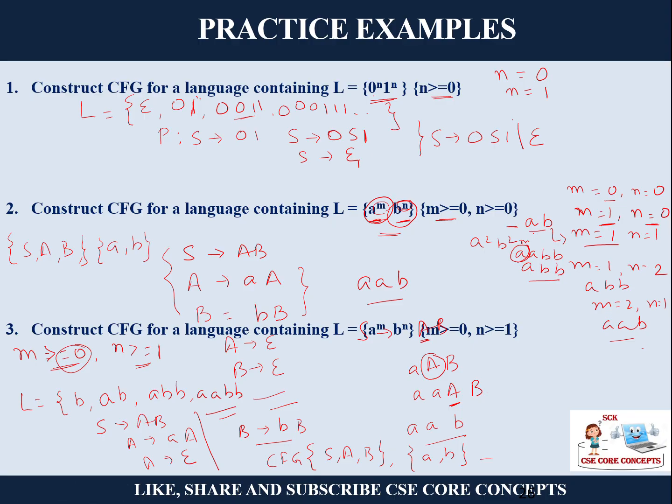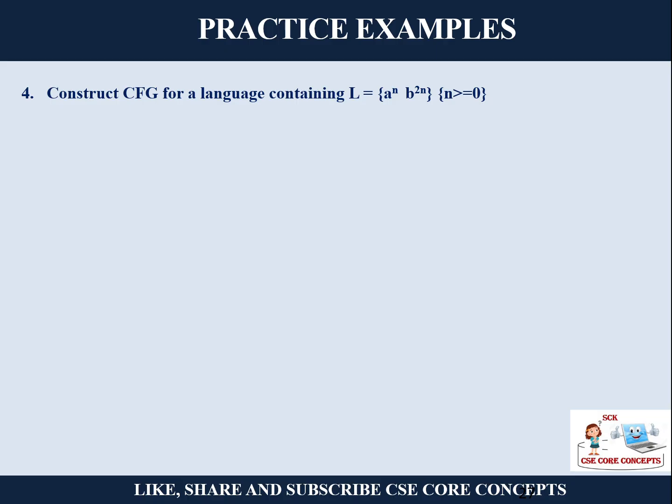Then the next example is: construct a context-free grammar for a language containing A raised to N and B raised to the power 2N. Okay, so you can say N is greater than or equal to 0. So what will be your language set? Let us say when your N is epsilon, okay, then you can have N is 1, let's say. So N is 1 means one A, and here 1 means what? B squared. So you will have two B's over here, A, B, B.